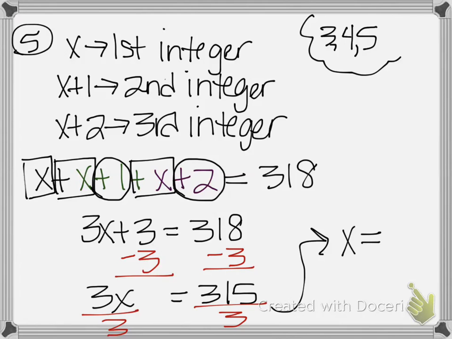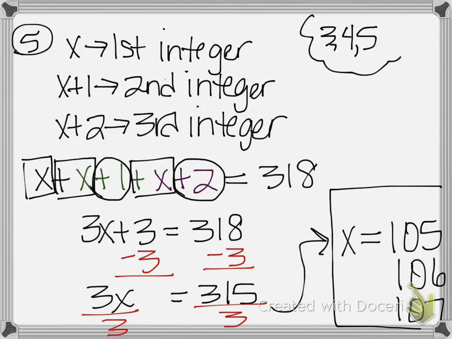Okay. Now, it says find the integers. So I found one of them. So if the first one is 105, what's the next number? 106. 106, and what's the next number after that? 107. 107. So here are our answers. x is 105, which means x plus 1 would be 106, and x plus 2 would be 107. And you can always add those three numbers together, and they should total 318.